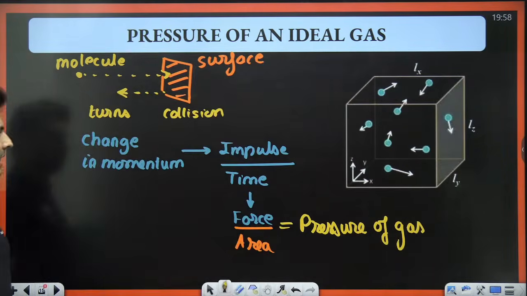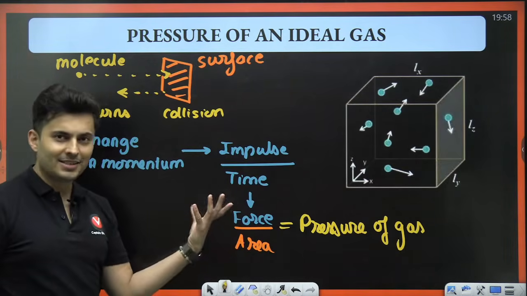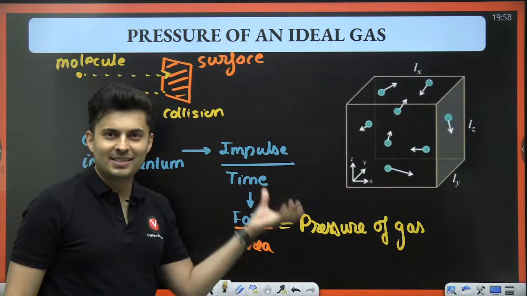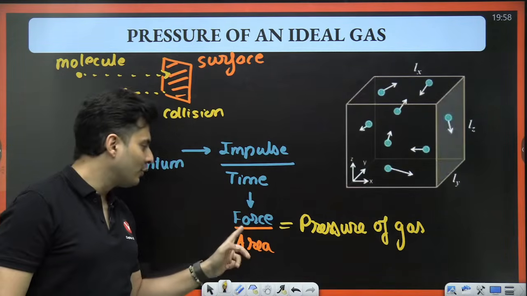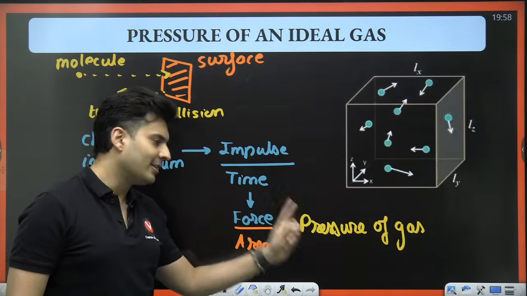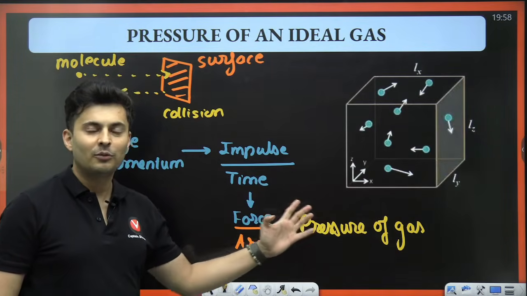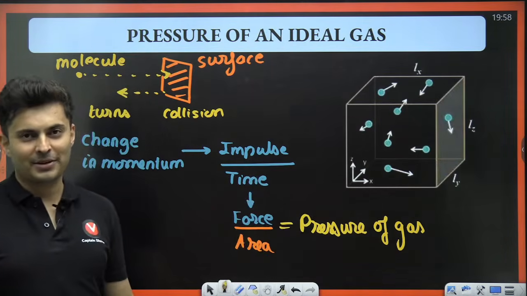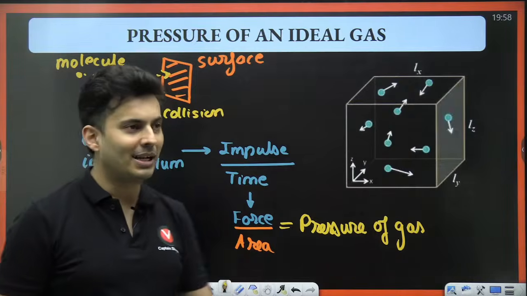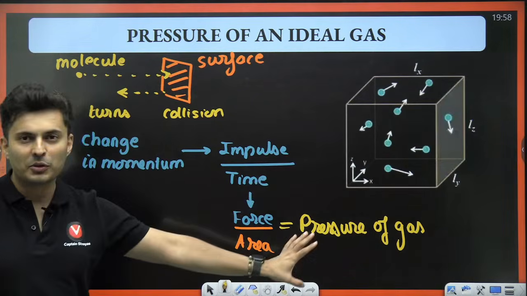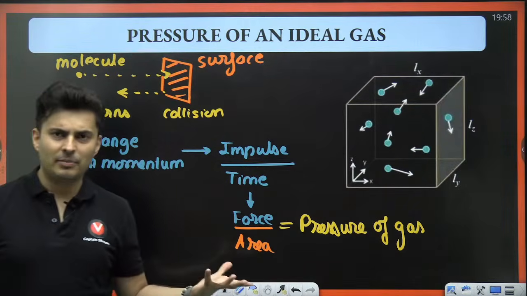That's the logic behind it. The momentum changes. Change of momentum is impulse. Impulse by time is force. Force by area is pressure. Force per unit area is nothing but pressure. Newton per meter square is 1 Pascal. Is that understood, my dear students? That's how you get the pressure formula.